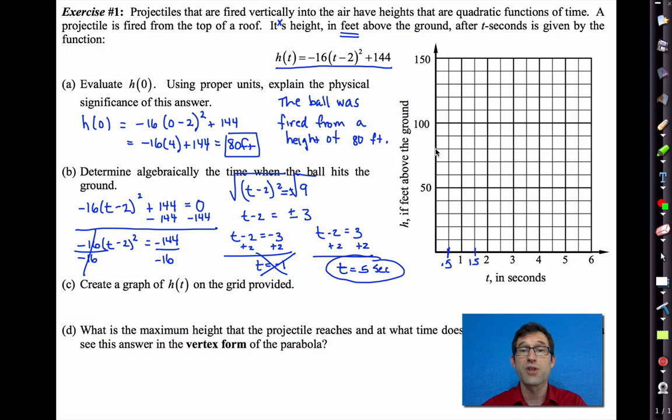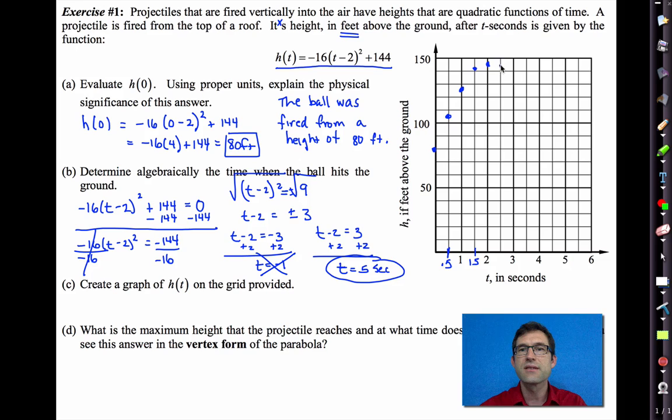We know exactly where it starts. It starts at 80 feet. And then after a half a second, it's just a little bit over 100. At 1 second, it's up here at about 130, a little bit more. At 2 seconds, it's up here just a bit above 140. At 2 seconds, it's at 144.